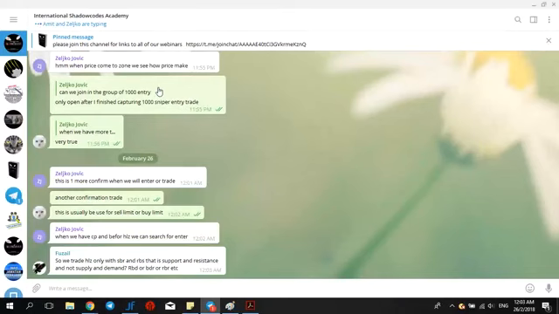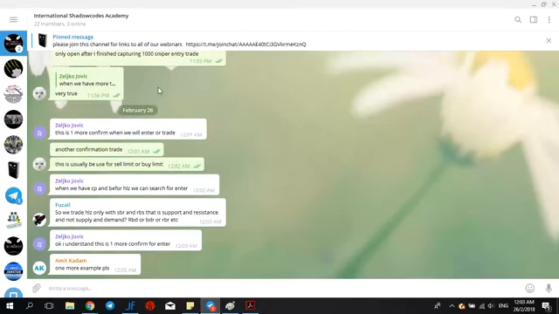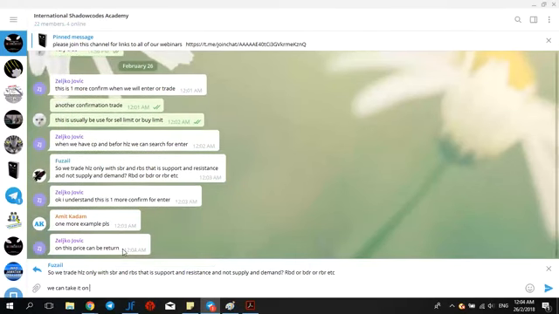So we trade HLZ only with SBR, RBS. There is support and resistance, and not supply and demand. Yes, we can also use supply and demand. One more example, please? Yes, sure. We can take it on SND also.